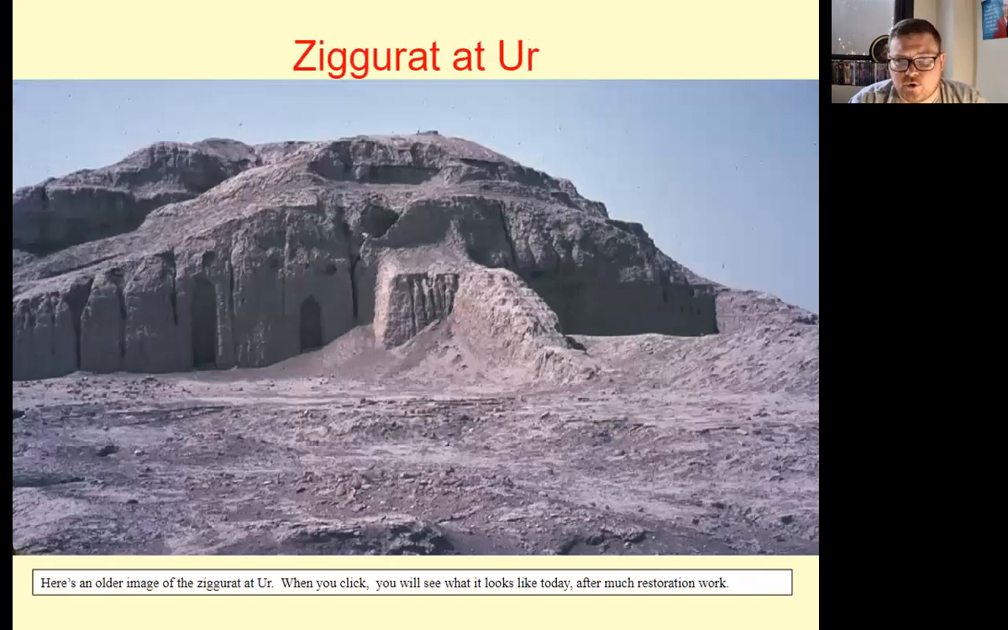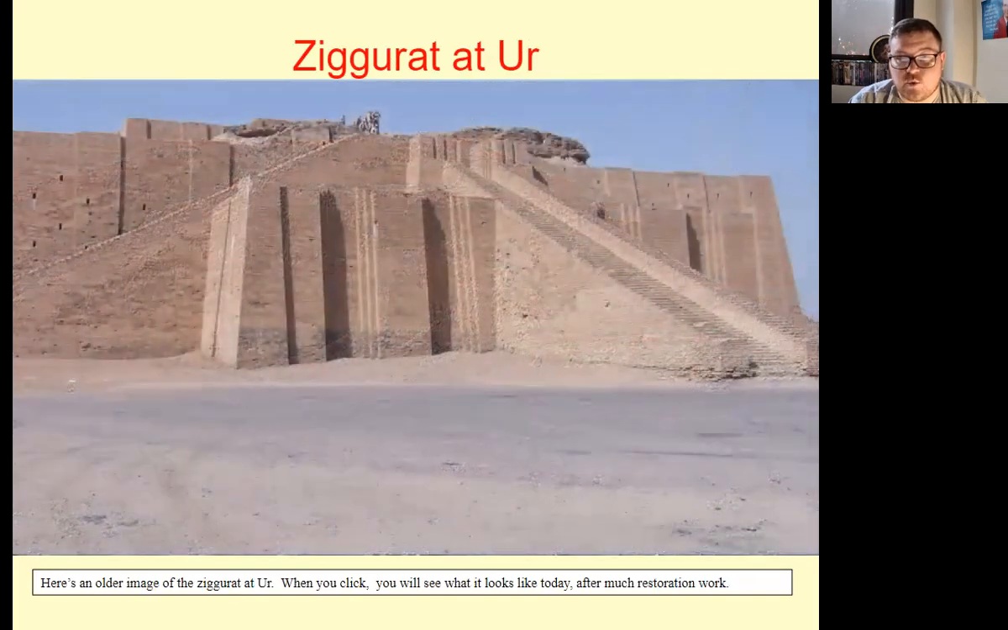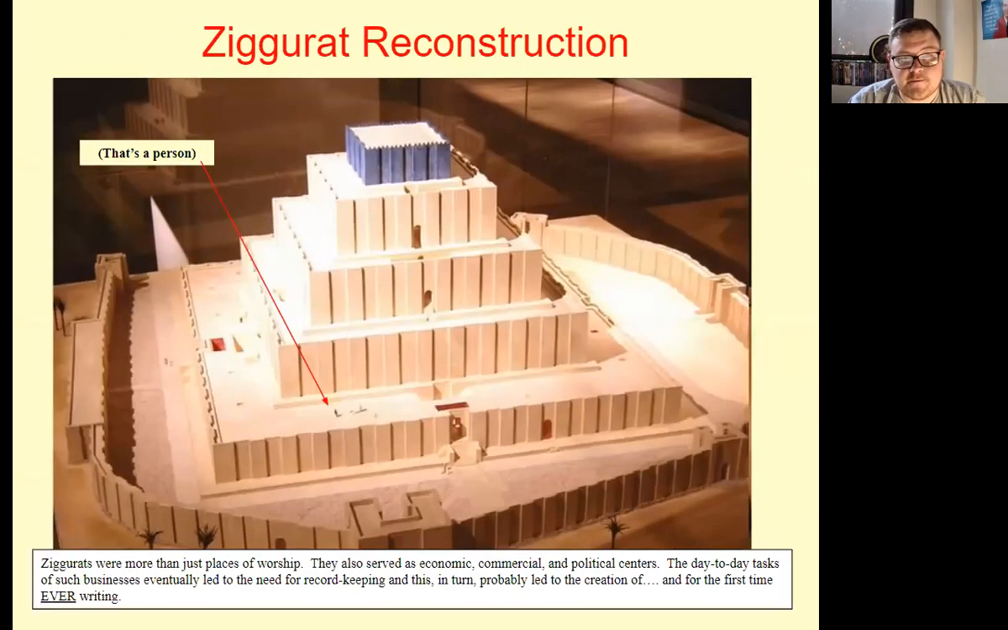So this is the ziggurat at Ur. This is what it is today. And then after much restoration work, this is what it looks like now. So they did do some restoring of this. This is like a reconstruction. This is what it would look like. This literally is a person.